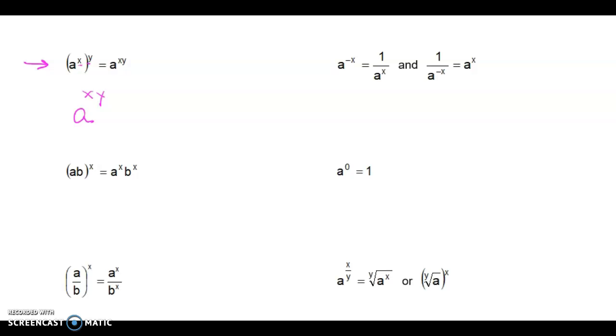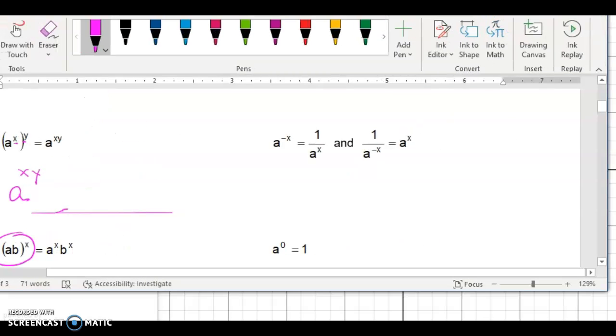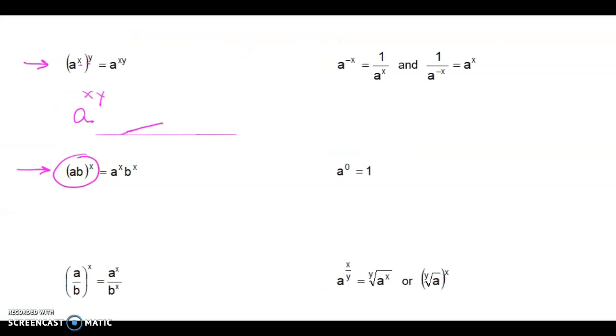When we have a problem like this, and we've got parentheses and everything is to the x power, we take everything to the x power. So that would be a to the x, b to the x.